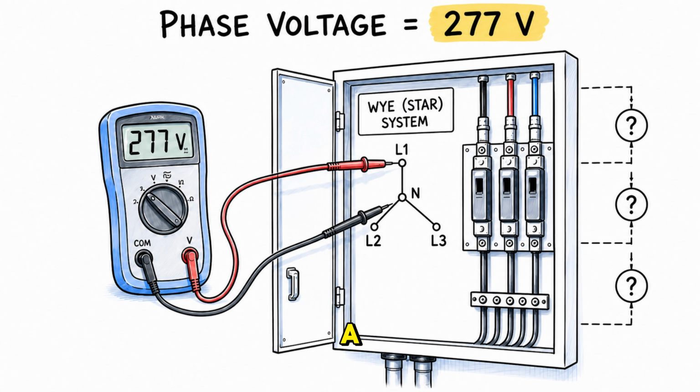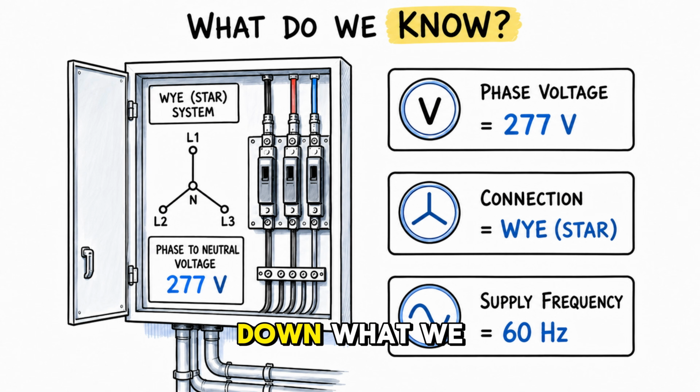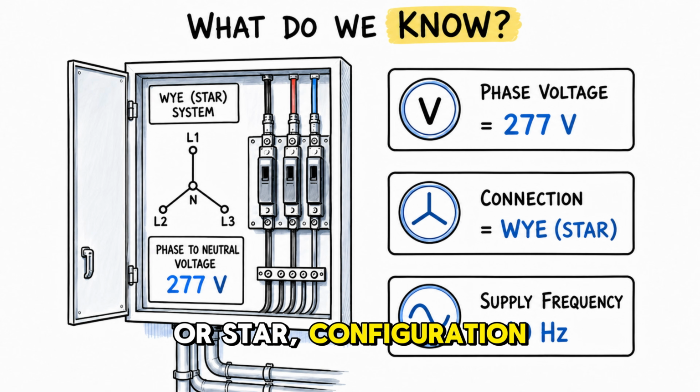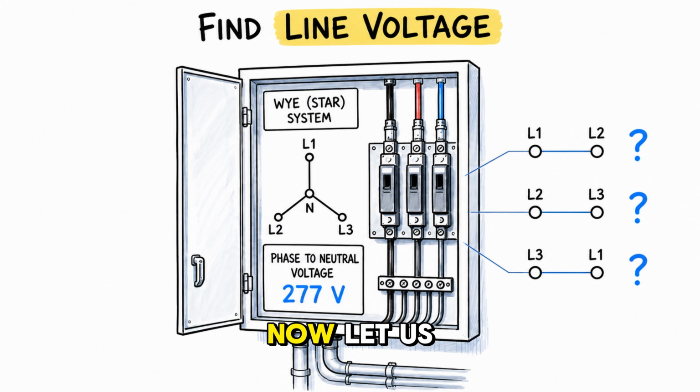Here is the problem. A technician measures phase voltage in a WYE-connected panel and reads 277 volts. Calculate the line voltage. Let us write down what we know. We know the phase voltage measured at the panel is 277 volts. We know the panel is connected in a WYE or star configuration. And we know the supply frequency is 60 Hz. Now let us write down what we need to find. We need to find the line voltage of this panel.